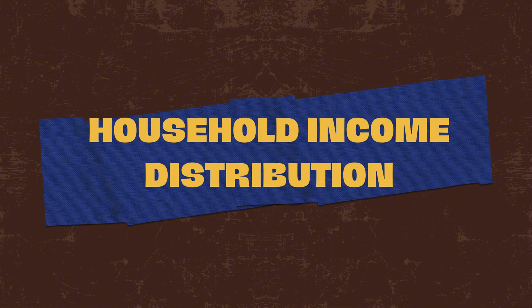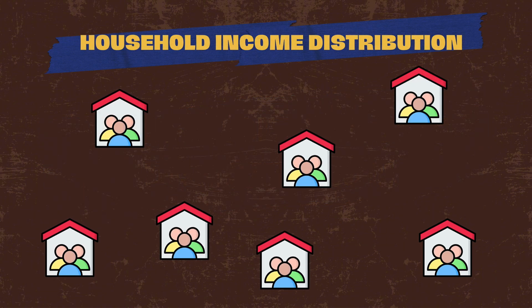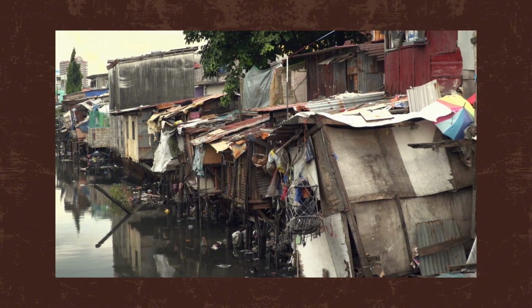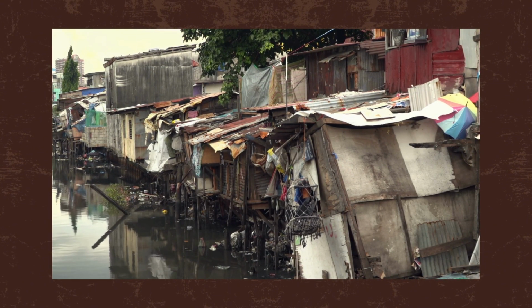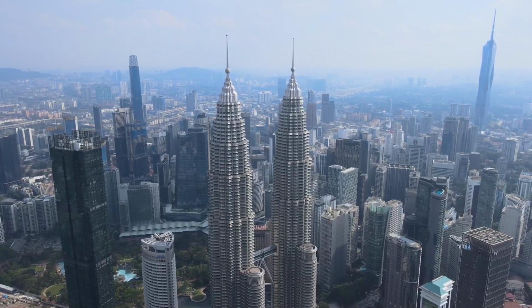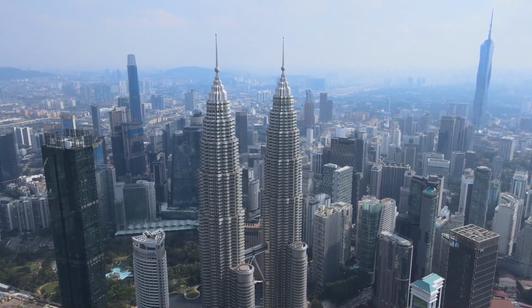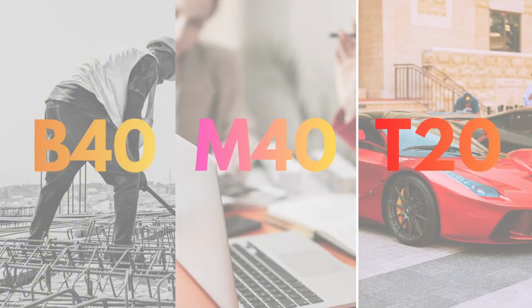Household income distribution refers to how income is spread across different households within a population. Understanding this distribution is important because it provides insights into economic well-being, poverty, and inequality. In Malaysia, household income is commonly classified into three groups: the B40, M40, and T20 categories, representing the bottom 40%, middle 40%, and top 20% of income earners.